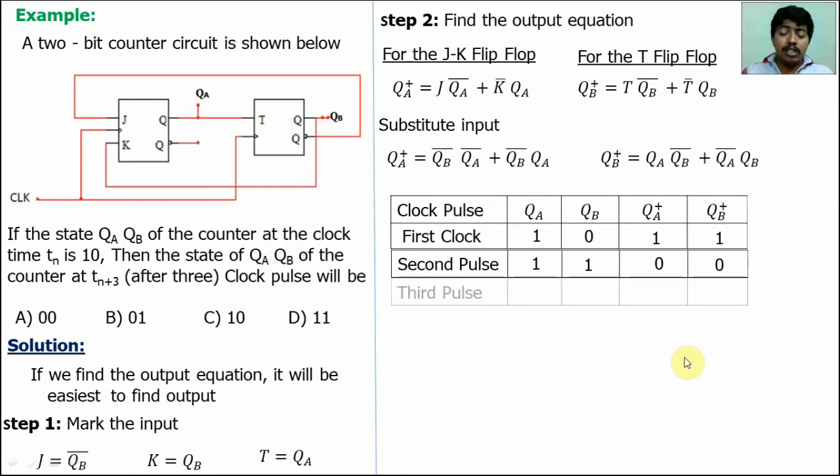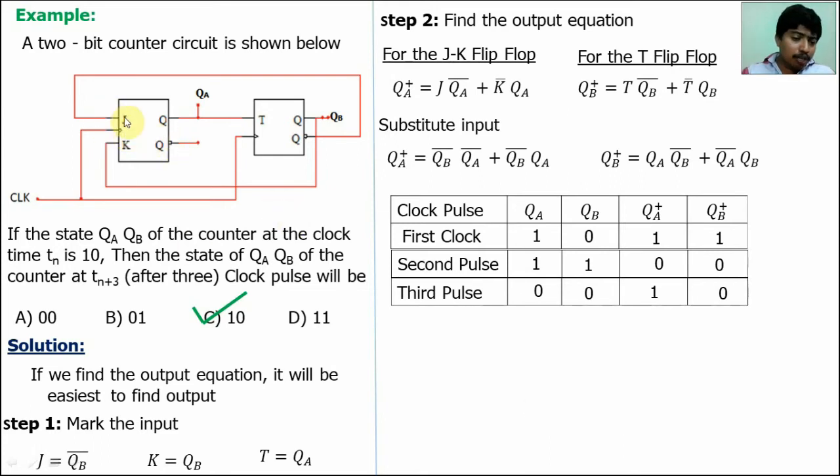Then what is the output for the third pulse? Before applying the third pulse, the output is 0 0. When we apply the third pulse and substitute the values here, we will get 1 0. So after the third clock pulse is applied, the output goes to 1 0 from 0 0. So the answer is 1 0. Option C is correct. This is the easiest and best approach.